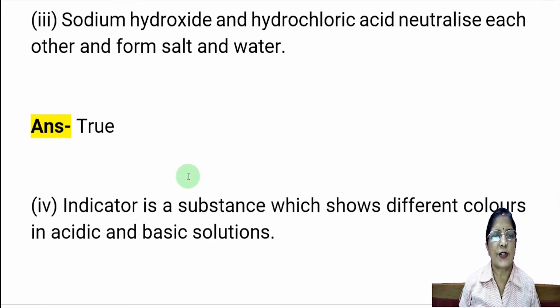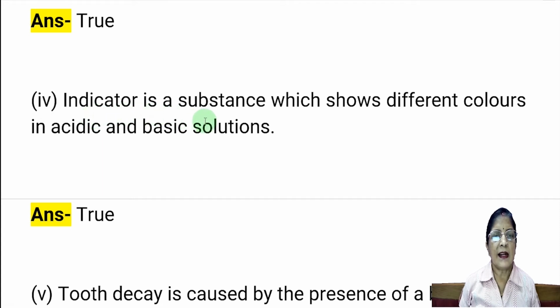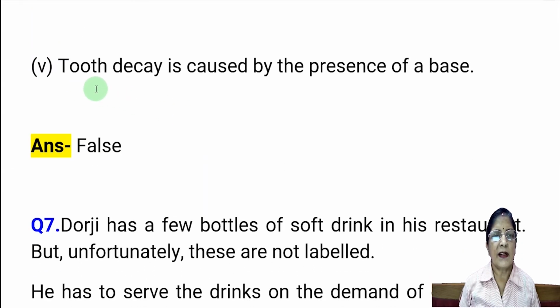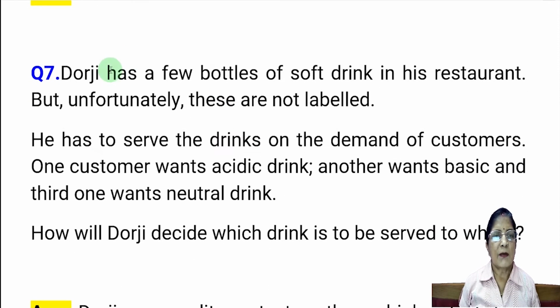This statement is true. Next statement, an indicator is a substance which shows different colors in acidic and basic solutions. This statement is true. Now next statement, tooth decay is caused by the presence of a base. This statement is false.